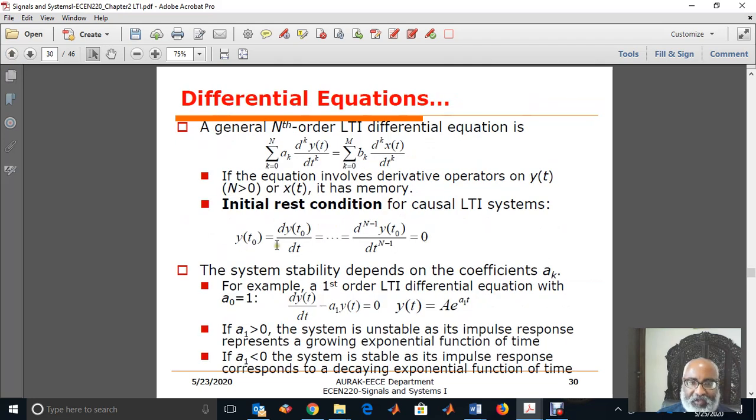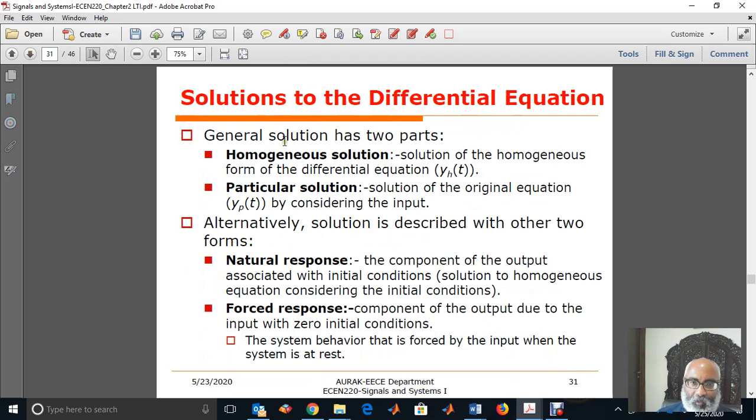For a first order system, for example, I will have only one initial condition. For a second order system, I will have two initial conditions: y at t naught, if it starts at 0, y at 0, and the derivative of y by dt at 0. For a third order system, three initial conditions, and so on. This is one way, one alternative.